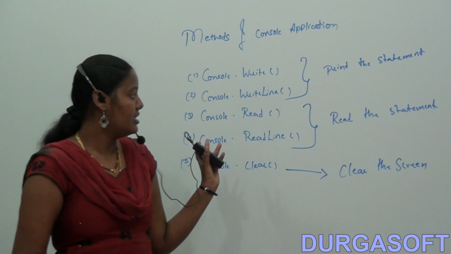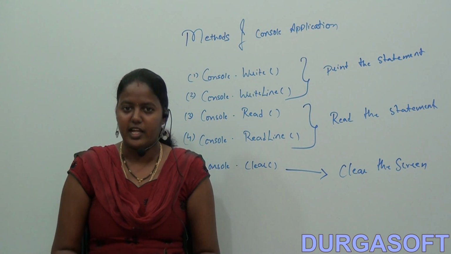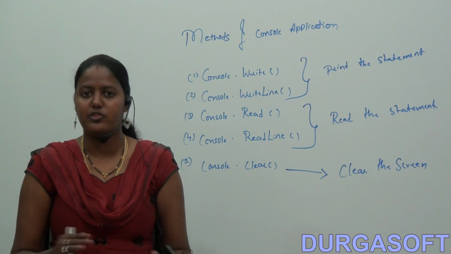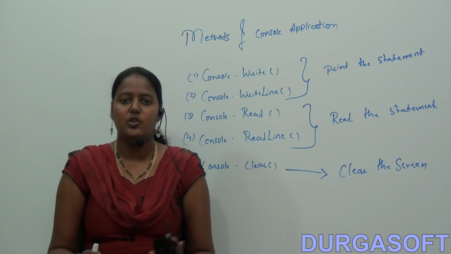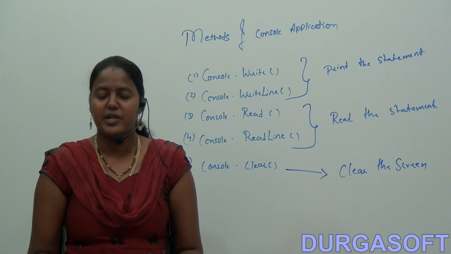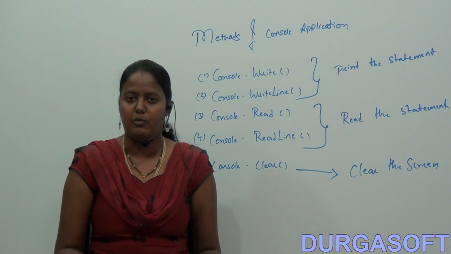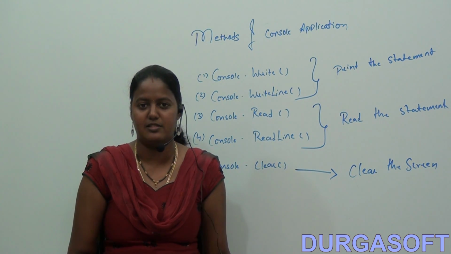And the other method is console.readKey. When we use console.readLine, only when we press the enter button are you going to come out of the command prompt. When we use console.readKey, you can press any key from the keyboard to get out of the command prompt. So this is the difference between methods of console applications.